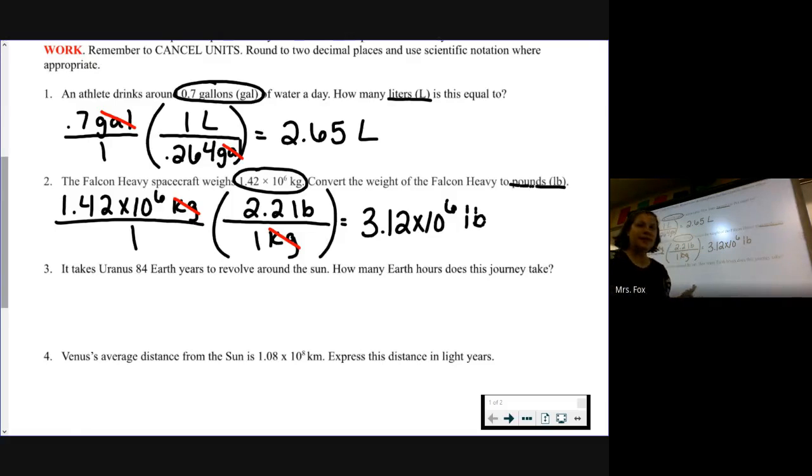Remember, when you're putting scientific notation in your calculator, you replace the times 10 with the E button, and you always want to go to 2 decimal places when you're putting your final answer.